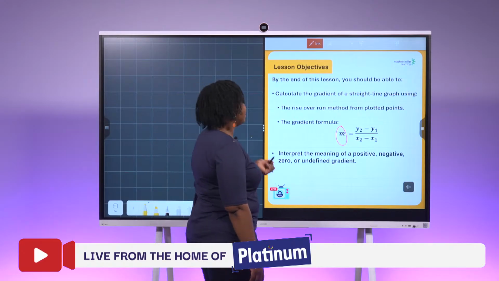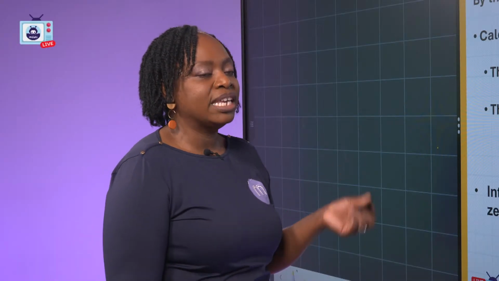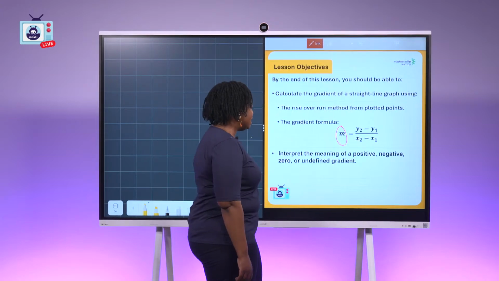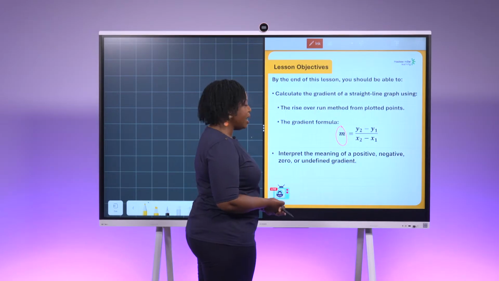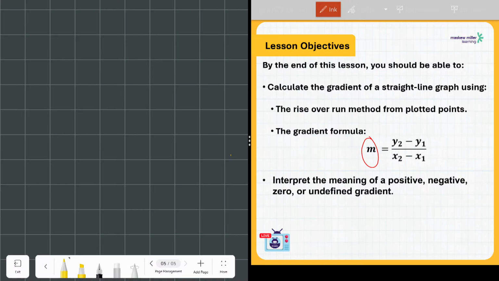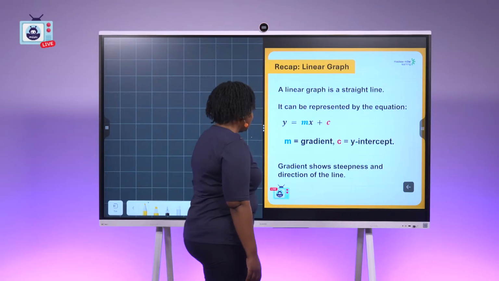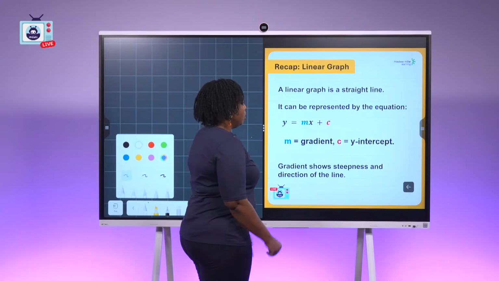At the end of this lesson, you will know how to calculate the gradient of a straight line, or when you are given 2 points that you need to calculate the gradient from. And if we have time, we are also going to look at the positive gradient, negative gradient, undefined, and zero gradients. So we're going to do all this today. If not, we're going to do it in the next lesson. There's a formula as well that I'm going to take you through in the lesson.